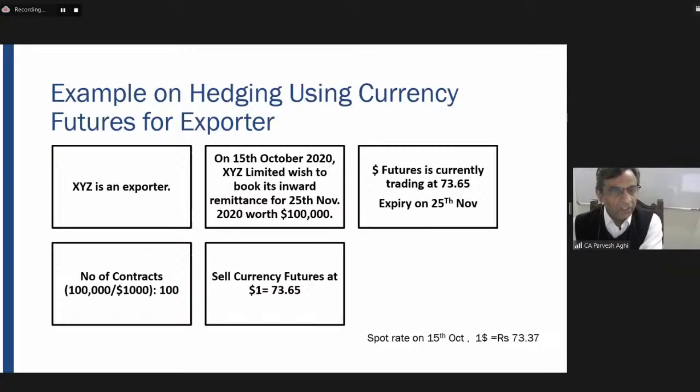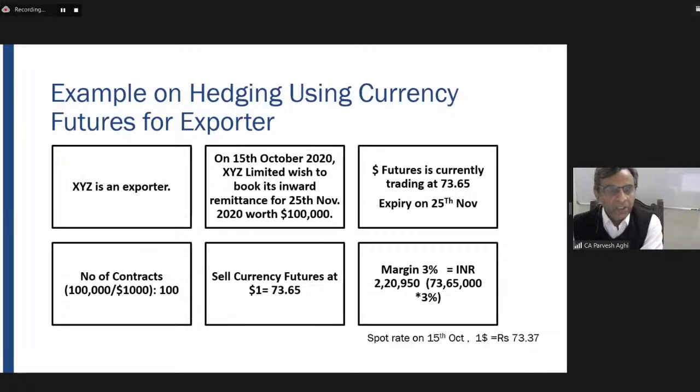So he enters into a contract with someone that he's going to sell the dollar at 73.65. Whatever happens to the dollar, he's going to sell at 73.65. Now, the moment he enters, he has to pay a margin of 3%, which is 2,20,950, that is 3% of 73,65,000.